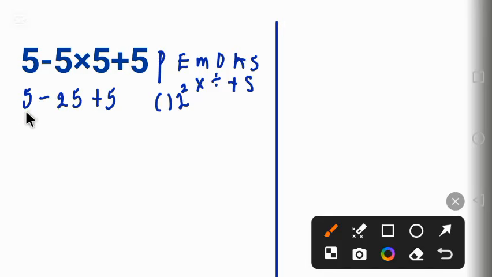So 5 minus 25 will give us minus 20. Minus 20 plus 5 will give us minus 15. This is the correct answer. I hope this is clear.